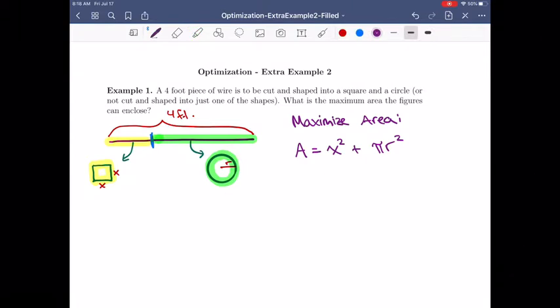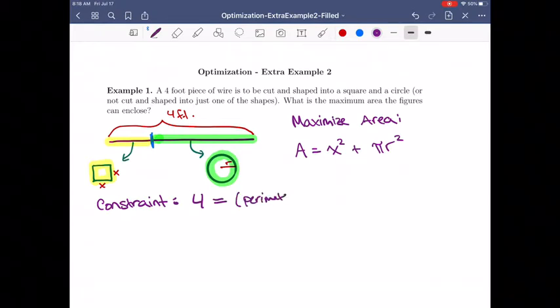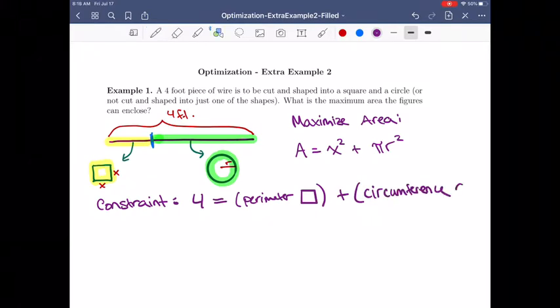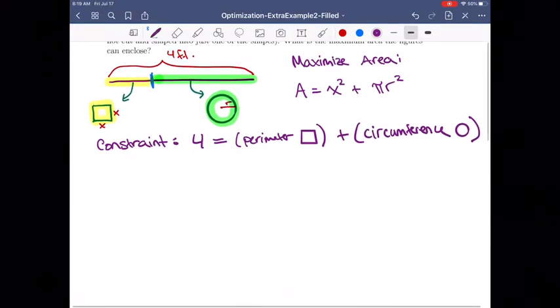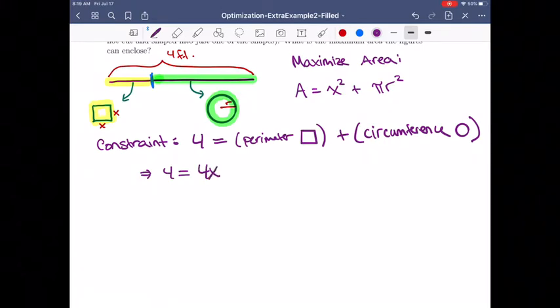So the amount of wire, the 4 feet, is our constraint. Our constraint is that we have 4 feet of wire, and that has to equal the perimeter of the square plus the circumference of the circle, because that's the wire that we actually used. So 4 should equal, the perimeter of the square is easy, x, x, x, x, so it's going to be 4 x's. Now the circumference of the circle, you need to remember the formula, so the circumference is 2 pi r for a circle.